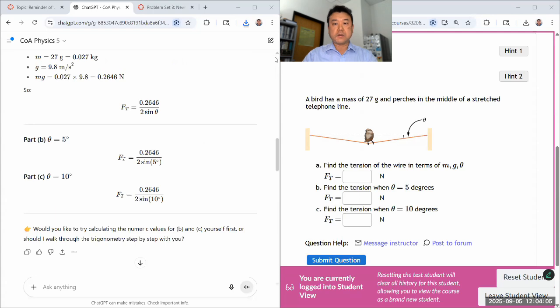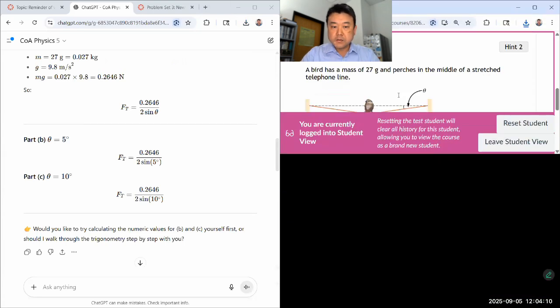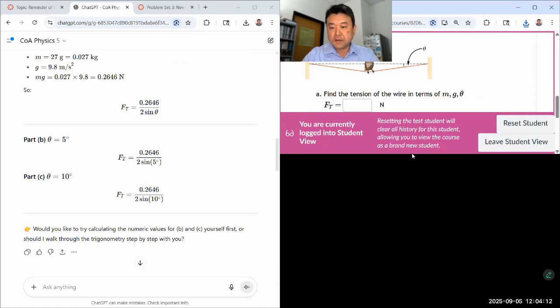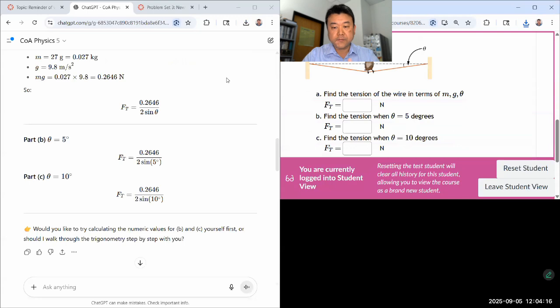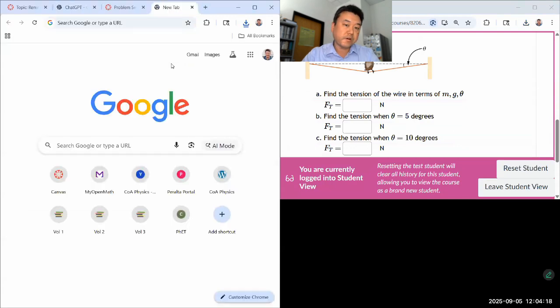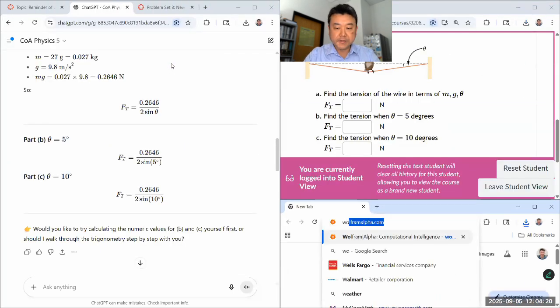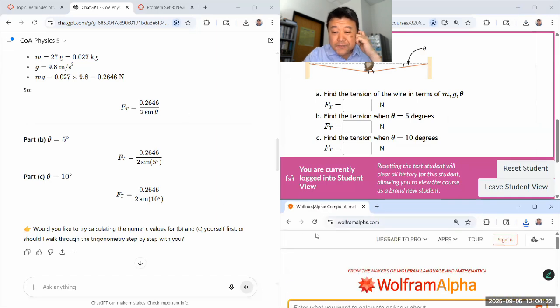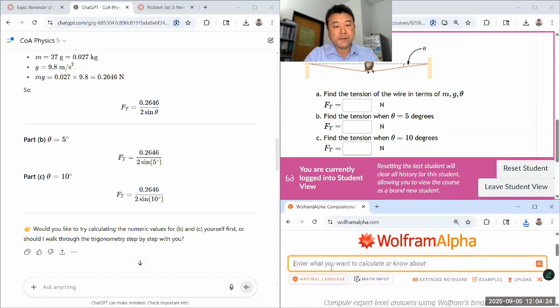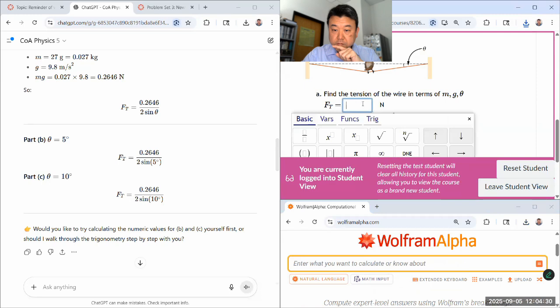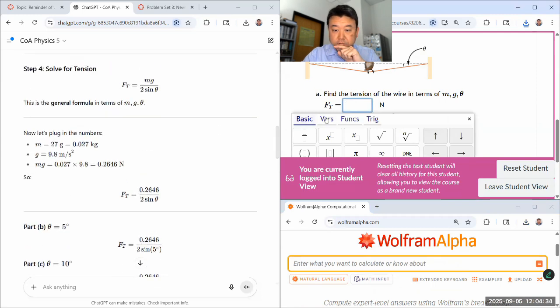So let me see if it'll work. I can make a mistake regarding the angle. So instead of correctly plugging in 5 and 10 degrees, plug in 5 and 10 radians. Now, if I enter it this way in Wolfram Alpha, I don't know how it'll do. So, wire in terms of mg, N. Yeah, so I actually need to do that first.